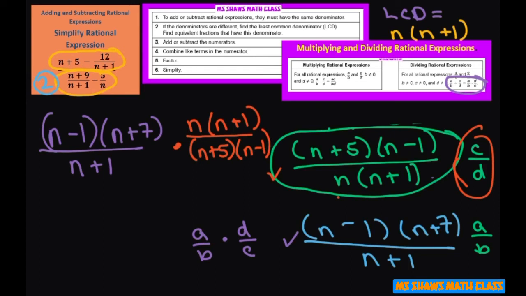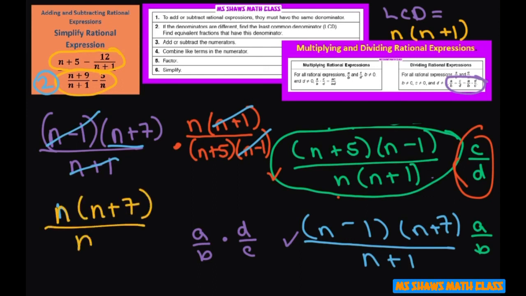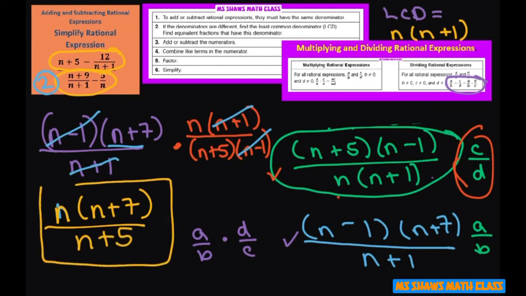Now that we have that, let's see what we can cancel out. We can cancel this out and this. So we're left with n for the numerator, n times n+7 divided by n+5. And this will be your final answer.